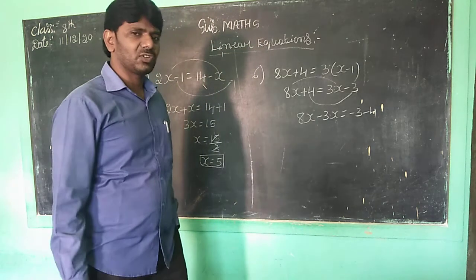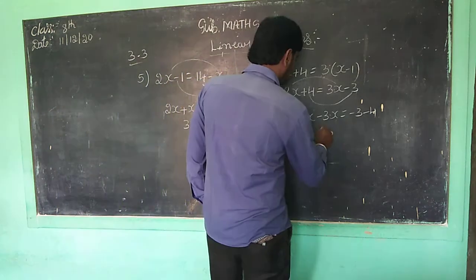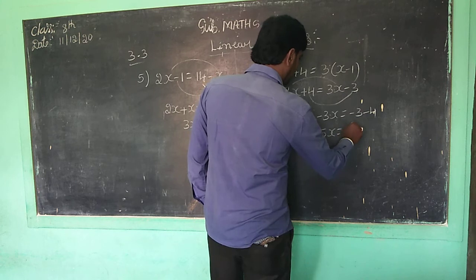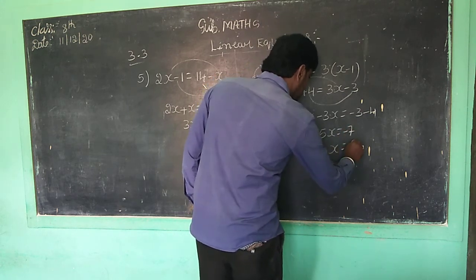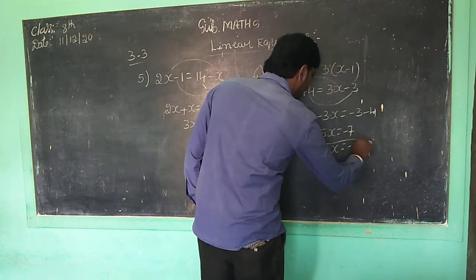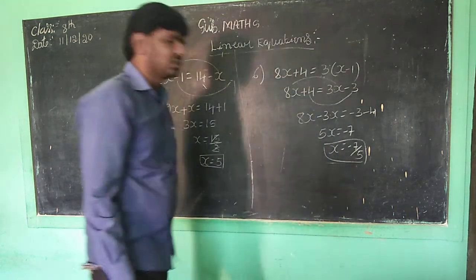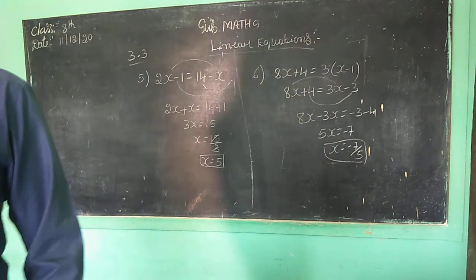8x minus 3x is equal to how much? 5x is equal to minus 7. X is equal to minus 7 by 5. Very simple question. Children, you can understand this one.